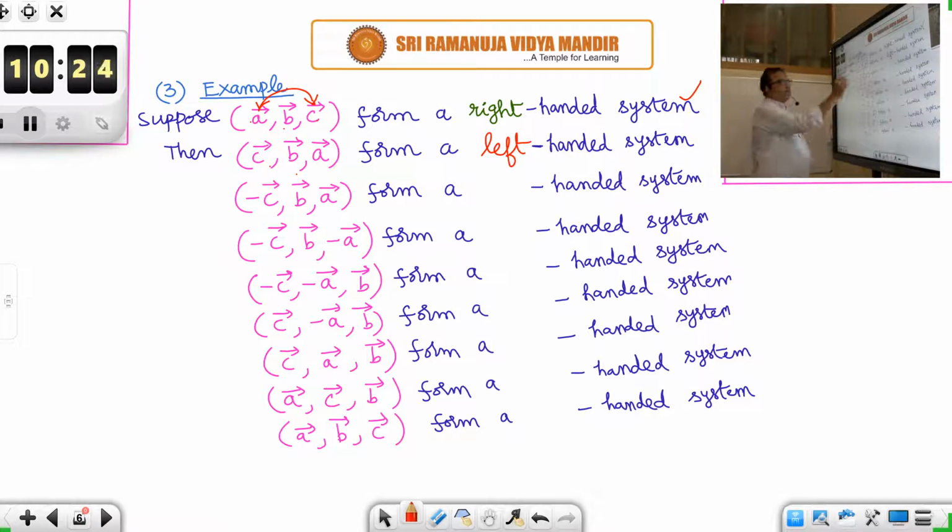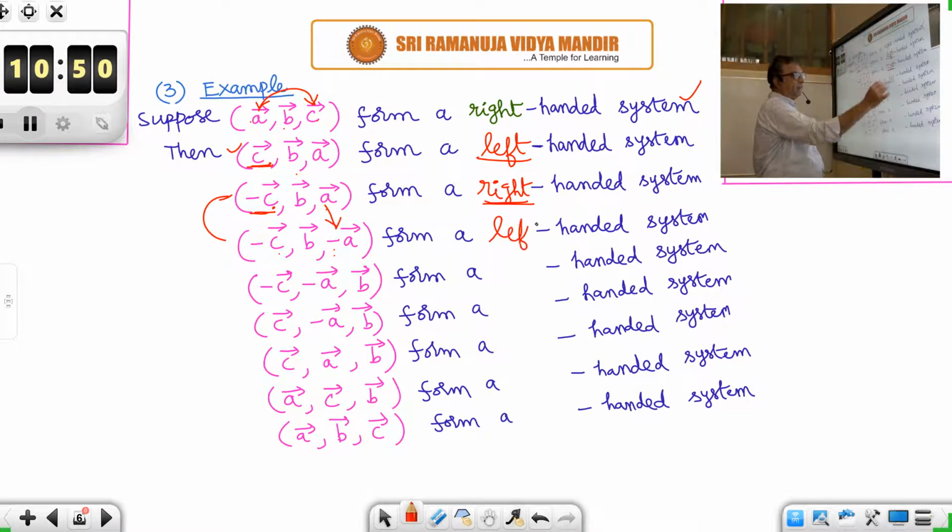After that, what is the change from this set to this set? The only thing is, in place of C, I have put minus C. Then again the system will change. So this is a right-handed system now. Left-handed has changed to right-handed. Now from here to here, what is the change? Only in place of A bar, again I have put minus A bar, the remaining two are the same. So only one vector has changed sign, therefore right-handed will become left-handed.